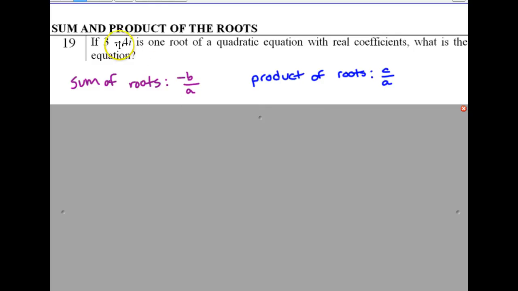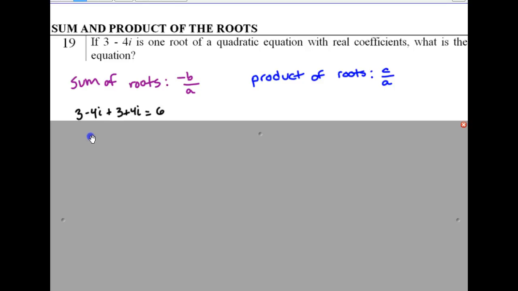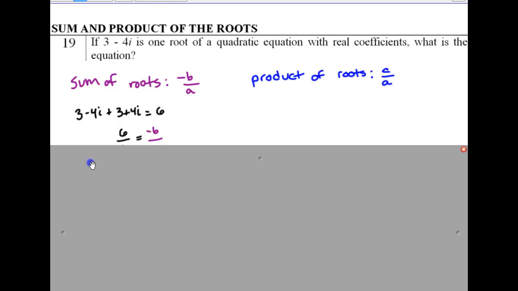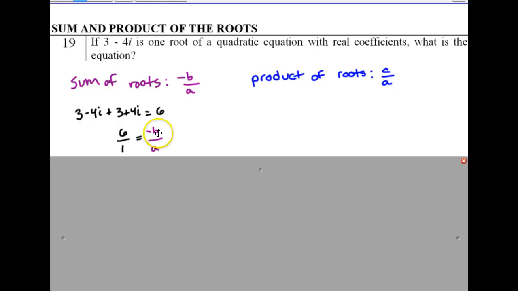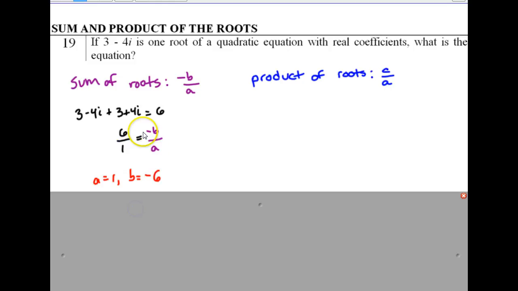Now, we know what the other root is. It's 3 plus 4i. So you're going to figure out the sum of the roots. So 3 minus 4i plus 3 plus 4i is how we add up the roots. You get a 6. And then you just set 6 equal to negative b over a. I find it's easy to put 6 over 1 so that the a has something to match up with. So we know therefore a is 1, 6 is equal to negative b, therefore b is equal to negative 6.